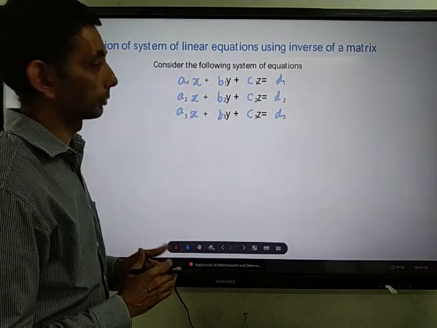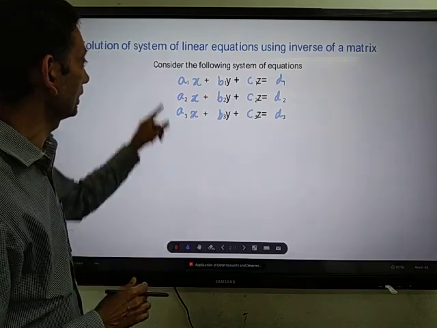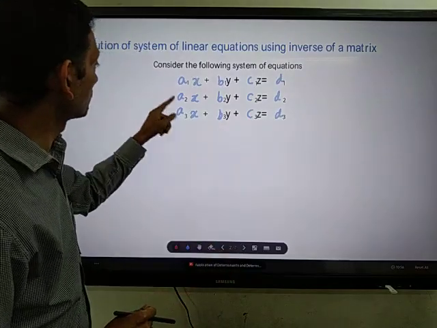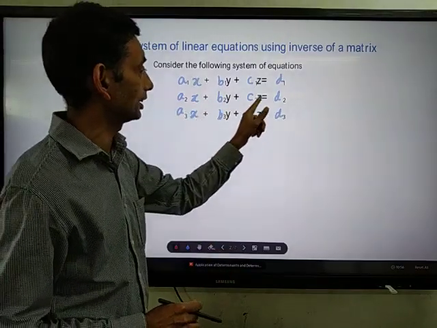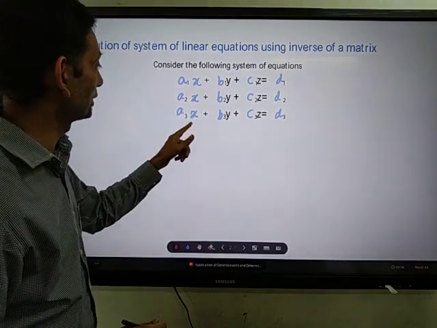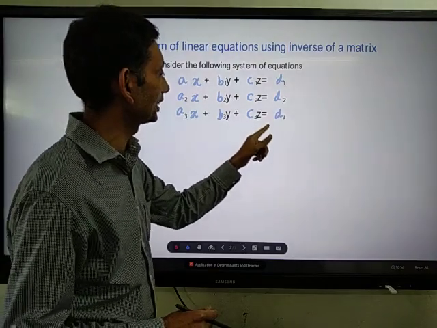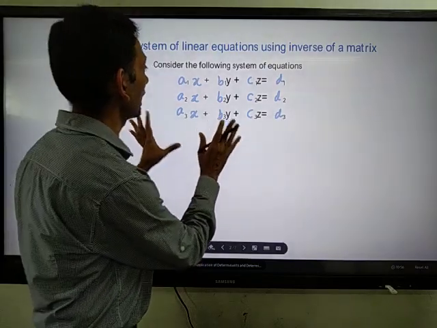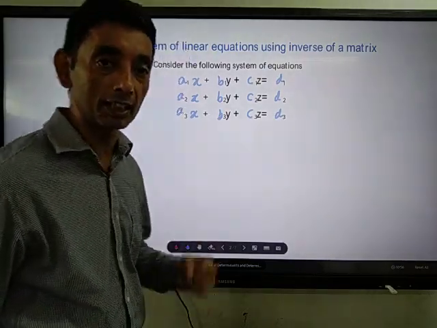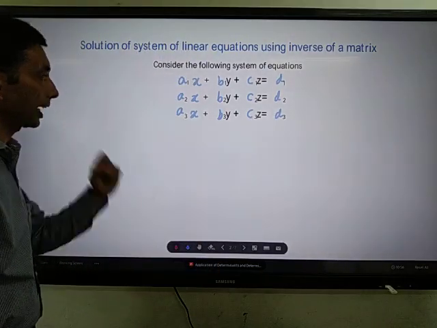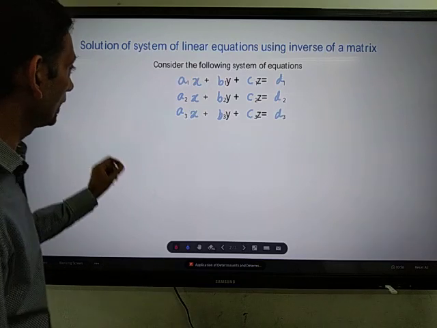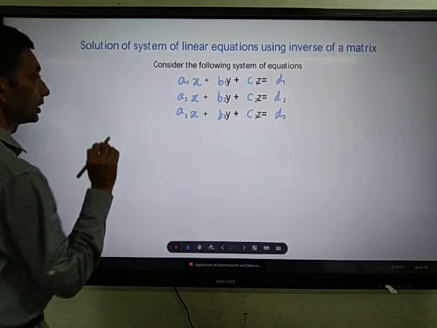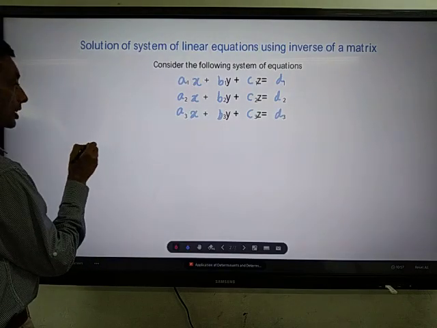So a system of linear equations we can write in this way: a1x plus b1y plus c1z equal to d1, a2x plus b2y plus c2z equal to d2, and a3x plus b3y plus c3z equal to d3. Now we are trying to write this system of equations in matrix form. To write it in matrix form, we'll first write some matrices. First, we'll write the coefficient matrix.